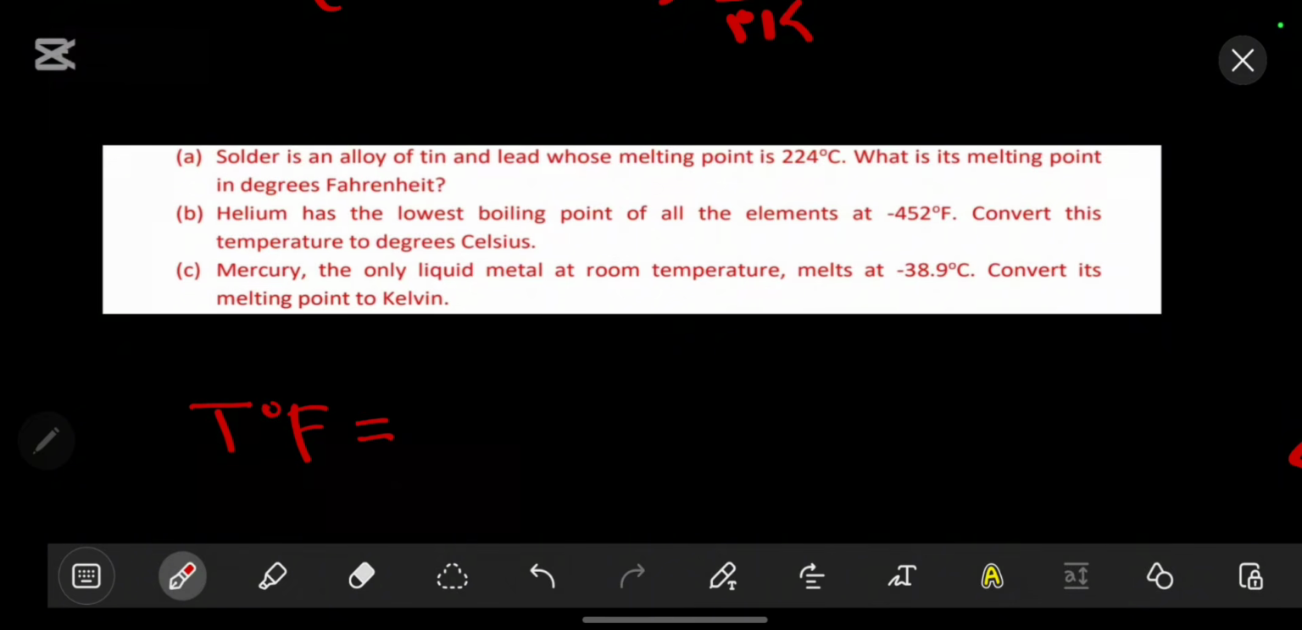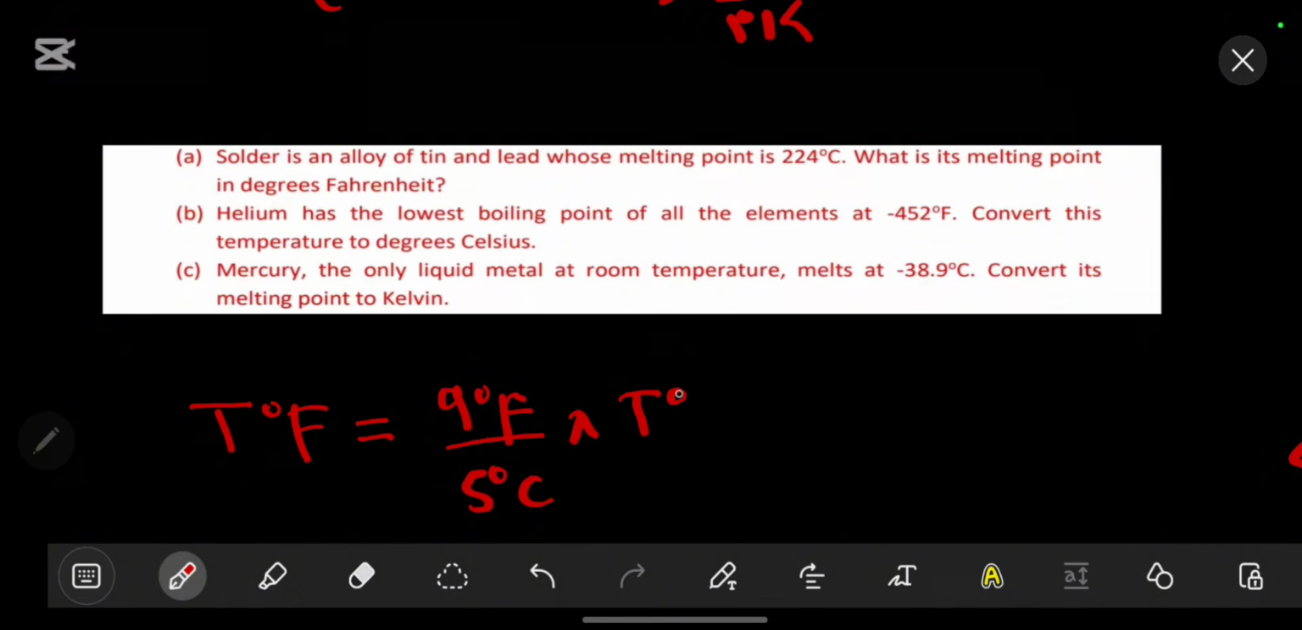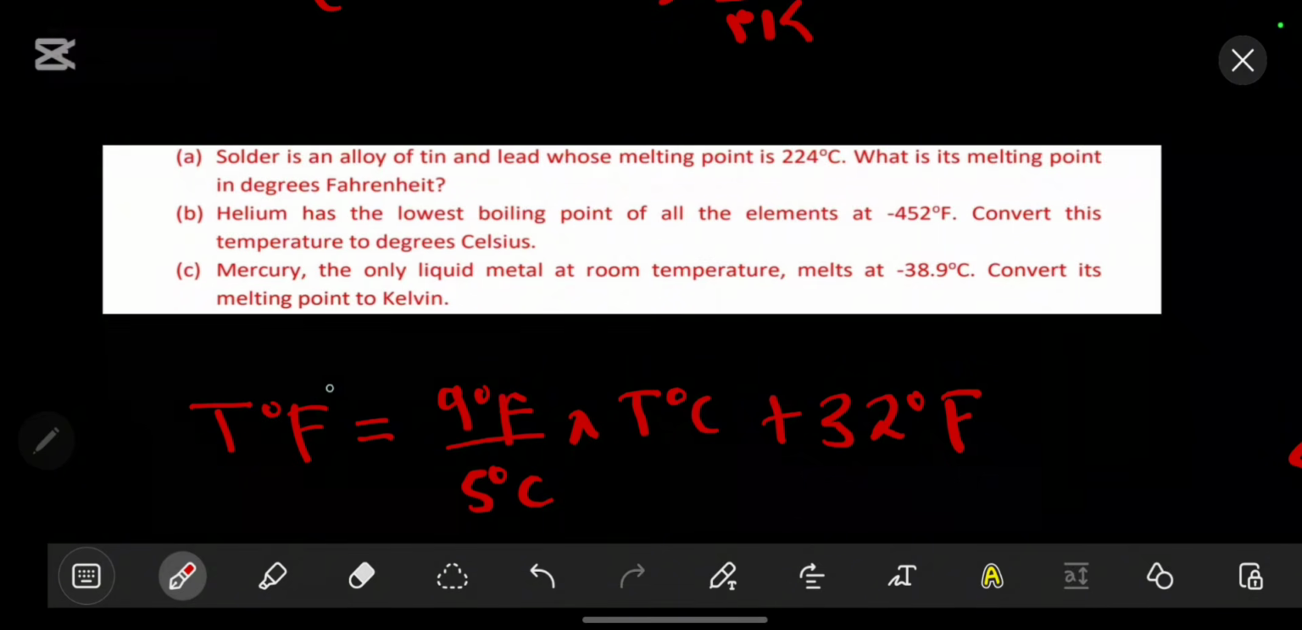We are going to say that this should be equal to 9 degrees Fahrenheit over 5 degrees Celsius, times the temperature in degrees Celsius, then we are going to add plus our 32 degrees Fahrenheit. As you can see, F in terms of the alphabet is greater than C, therefore you add a 32. The other thing is that since F is greater, a 9 is on top and a 5 is down here. So that's one way you can remember that formula.